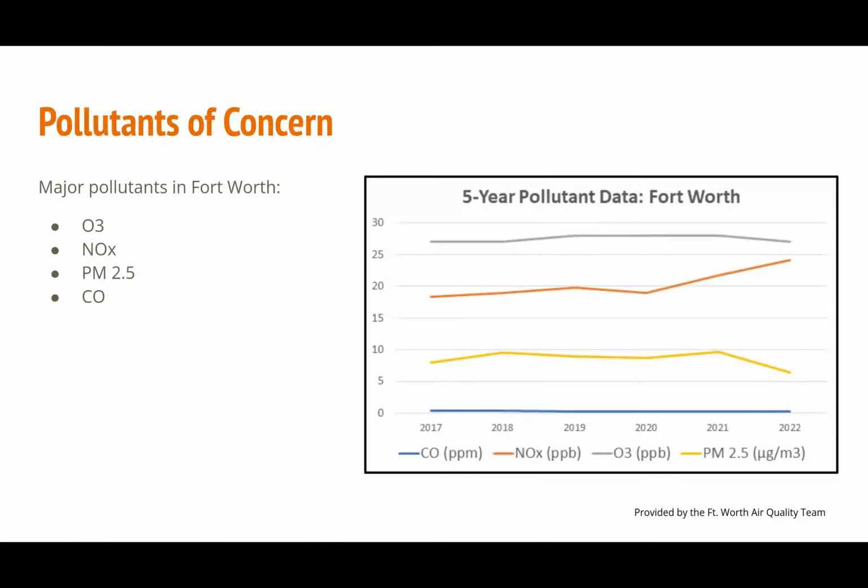The leading pollutants of concern in Fort Worth and the DFW region are ozone, nitrogen oxides, particulate matter 2.5, and carbon monoxide. This chart provided by the Fort Worth Air Quality Team shows the trend over the past 5 years of each of these pollutants. As you can see, carbon monoxide is shown in parts per million due to the large amount of emissions compared to parts per billion. The parts per billion of carbon monoxide would not feasibly fit on the same chart with the other pollutants.